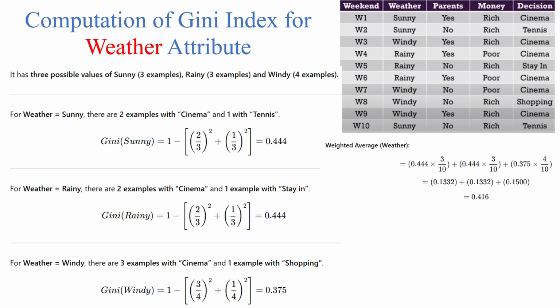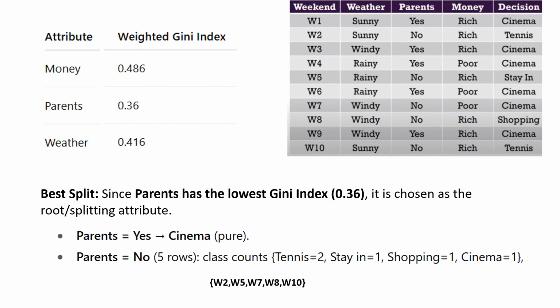Now we have to calculate the weighted average. The first one is 0.444, with probability 3 by 10. Next 0.444, with probability again 3 by 10. Next one is 0.375, with probability 4 by 10. If I calculate, the answer we got is 0.416. Now the 3 attributes have been listed, and we have calculated the weighted Gini index values listed over here.